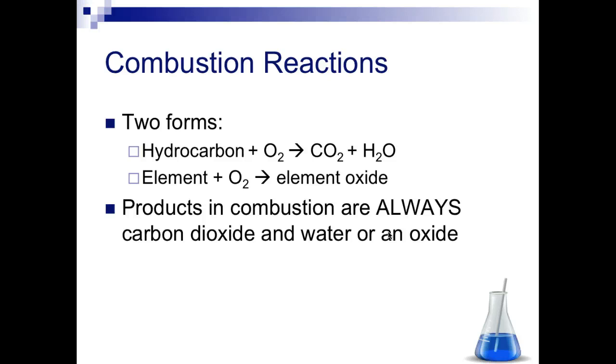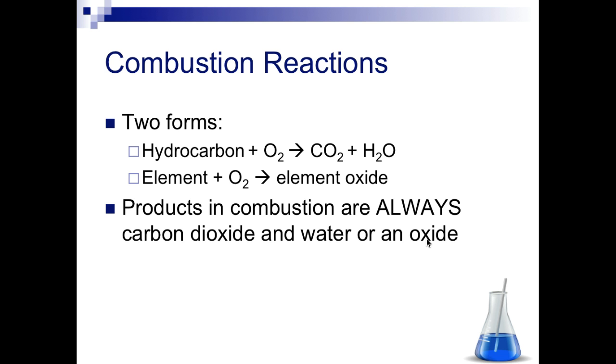Now let's look at combustion reactions. There are 2 forms of combustion reactions that you can see. The first one is when you have a hydrocarbon. That is a compound that has hydrogen and carbon in it, reacting with oxygen, and it will always form carbon dioxide and water. The second kind of combustion reaction you could have is an element reacting with oxygen to create an element oxide. Products for a carbon-hydrogen compound are always carbon dioxide and water. Always, always, always. Those never change.